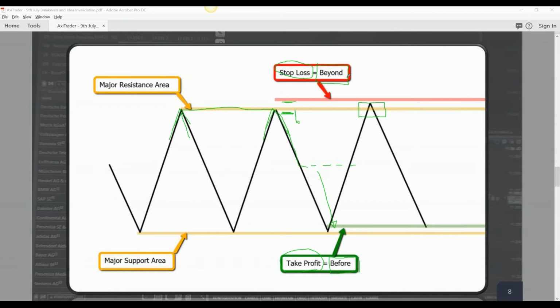So when you're placing a stop loss, assuming this is a sell entry you're looking at, you always want to put it slightly beyond this major resistance level.